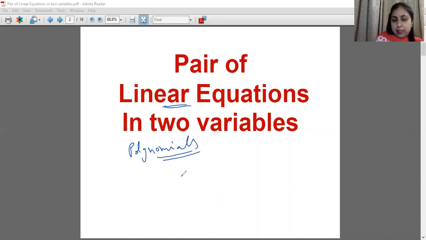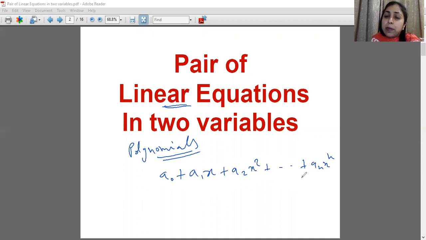What are polynomials? Any expression of the kind a0 plus a1x plus a2x square plus an x power n is known as a polynomial having degree n. Let me explain what are a0, a1, a2, an. These are all coefficients of x. a0 is a constant term here, a1 is coefficient of x, a2 is coefficient of x square, and so on. an is coefficient of x power n. Here an cannot be 0.